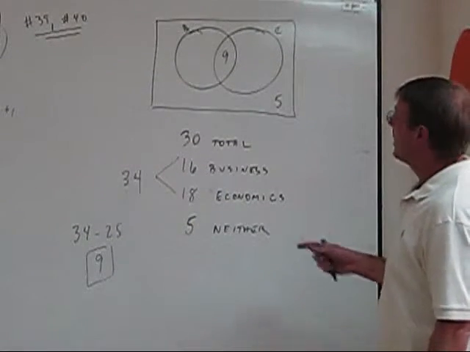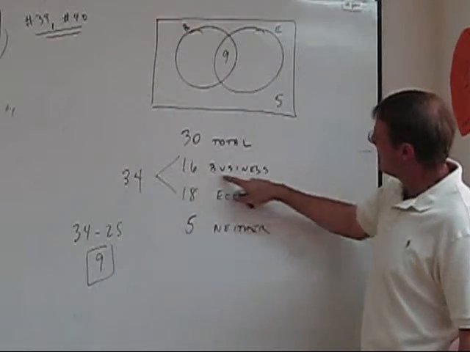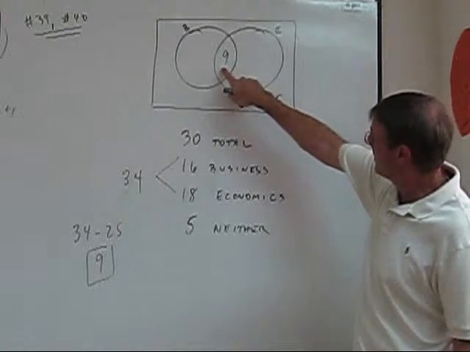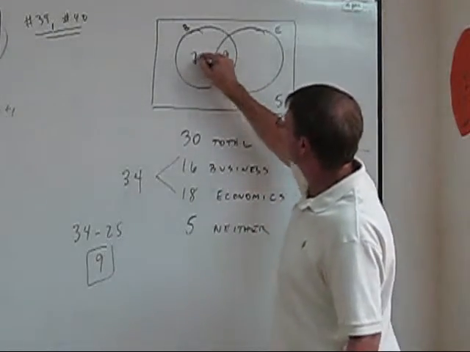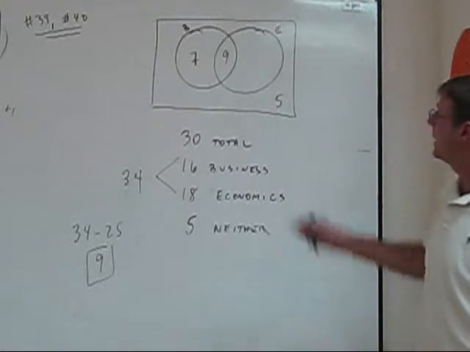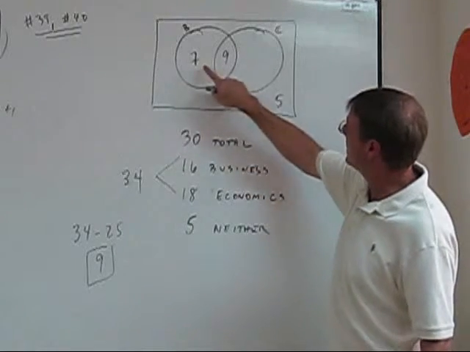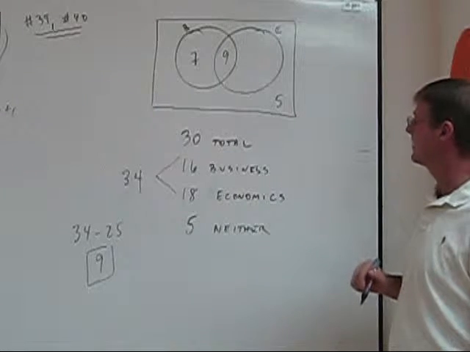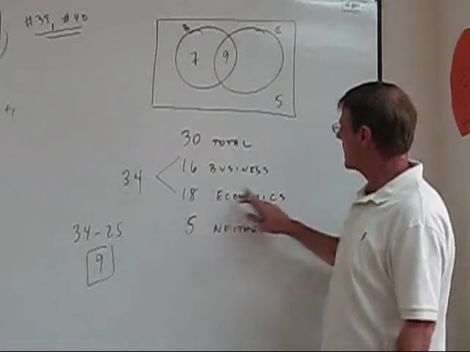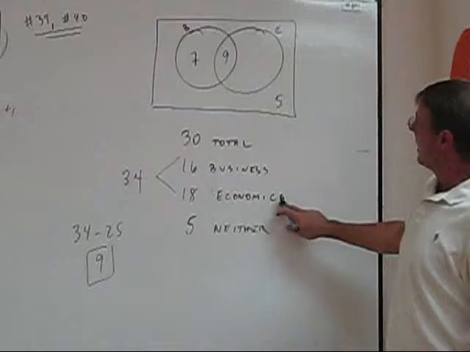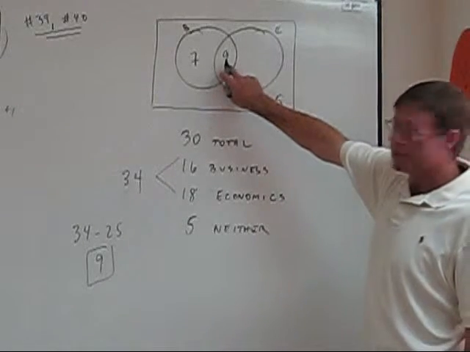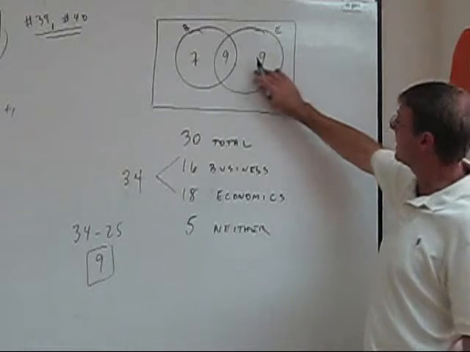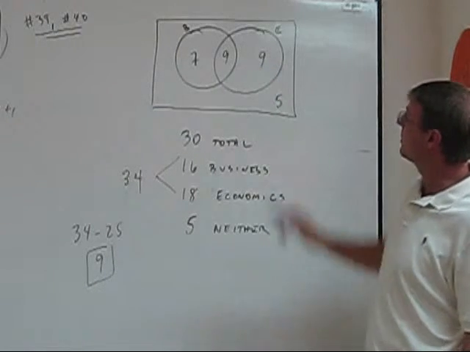Okay? So now, let's look at business. 16 of the students study business, but I've already accounted for 9 of them. So that must mean that there's 7 that only study business. And you see how 9 plus 7 equals 16. I've accounted for the 16 business students. 18 study economics, but I've already counted 9. So that must mean there are 9 that only study economics. There's 9 that study both.